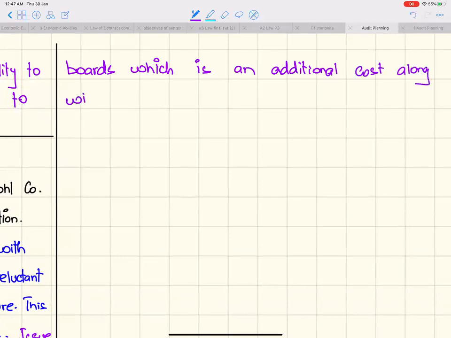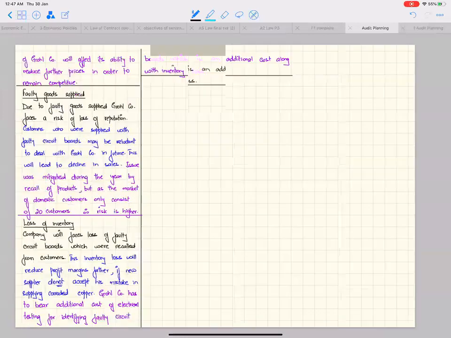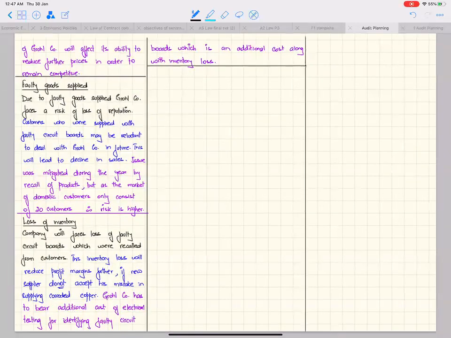Along with inventory loss. Inventory loss is one cost. Another cost is that you have to make an expense on electrical testing also. Are you getting the point?